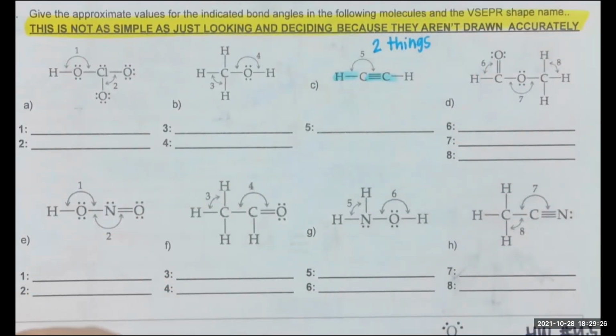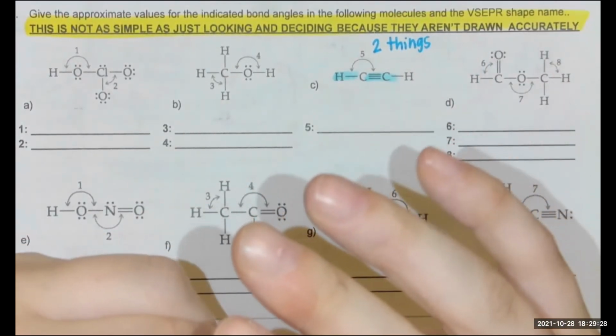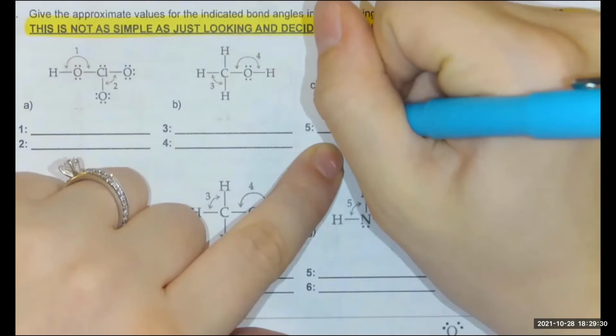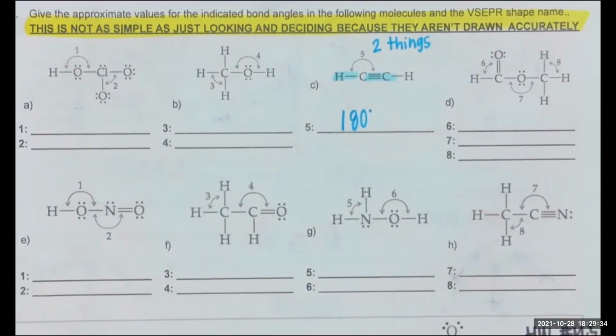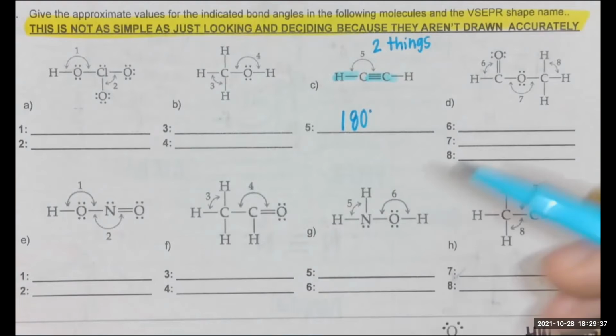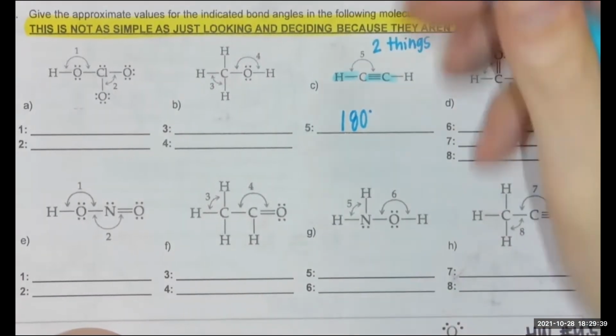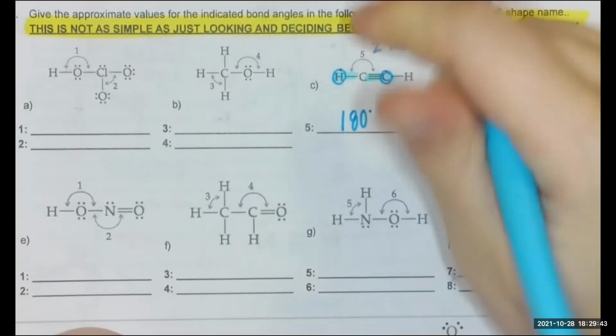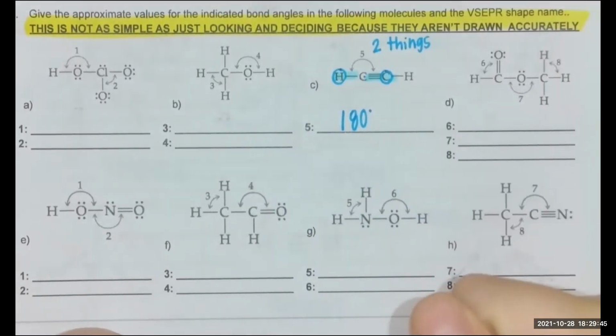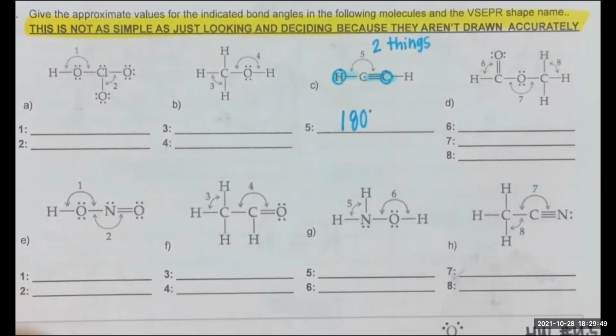When you are connected to 2 things, your bond angle is going to be 180 degrees. It doesn't matter that this is a triple bond. It's just thing 1, thing 2, and this was the carbon we were looking at.